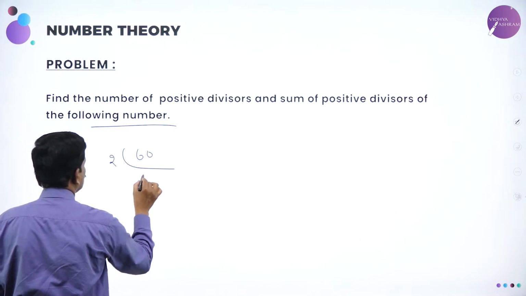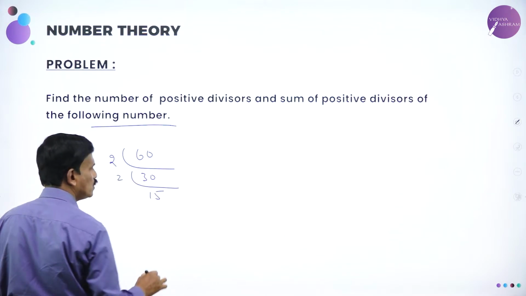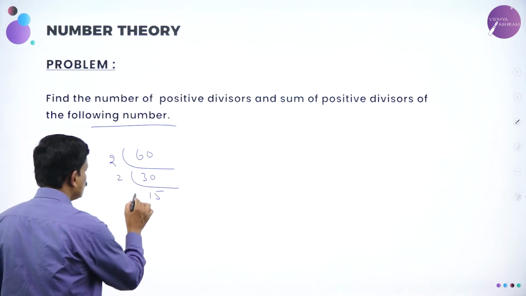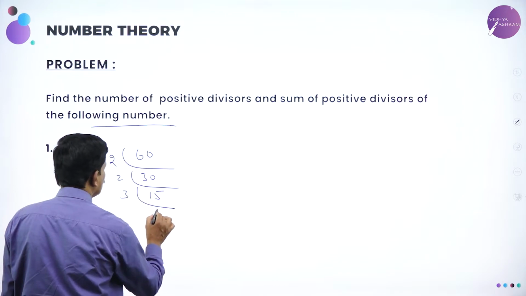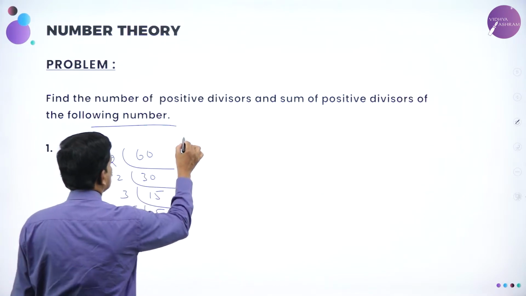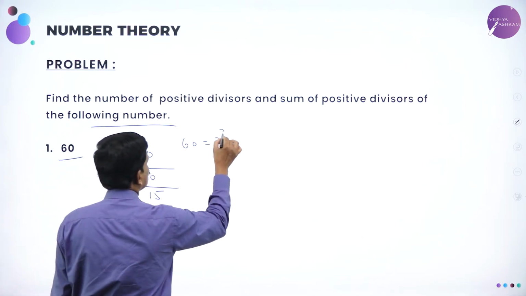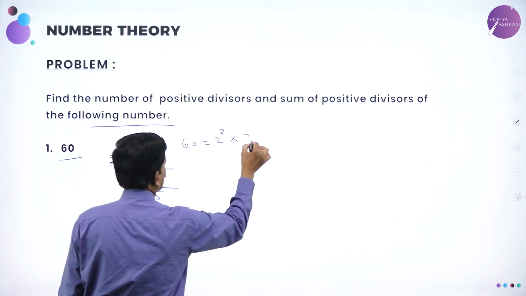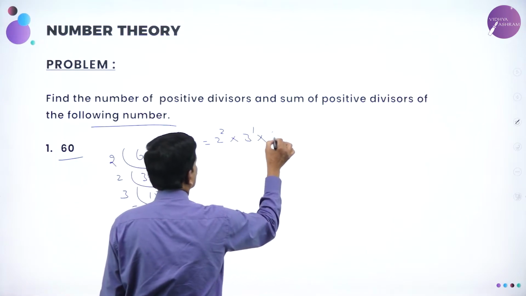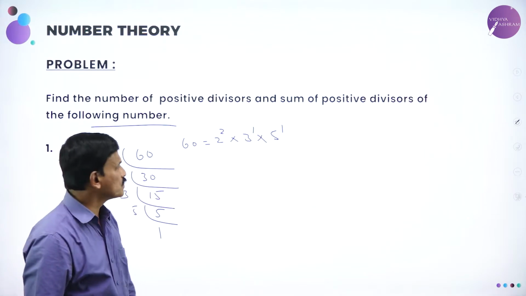Let us start with 2. 2 into 30. Again 2 into 15. 15 you cannot divide by 2. Let us go to the next number, 3. 3 5s are 15. So, 5 1s are 5. So, 60 can be written as 60 is equal to 2 to the power of 1 into 2 square into 3 to the power of 1 into 5 to the power of 1. So, this is called the canonical form of 60.